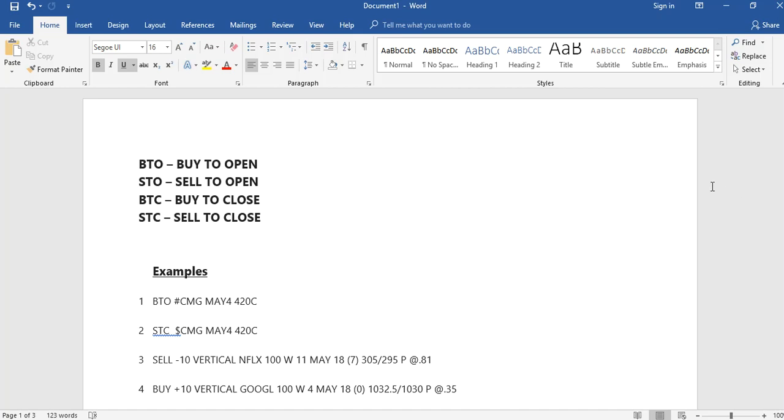But before we go into some examples, there's really four terms you need to be familiar with. And these four terms are buy to open, which is abbreviated as BTO, sell to open, STO, buy to close, BTC, and sell to close, STC.